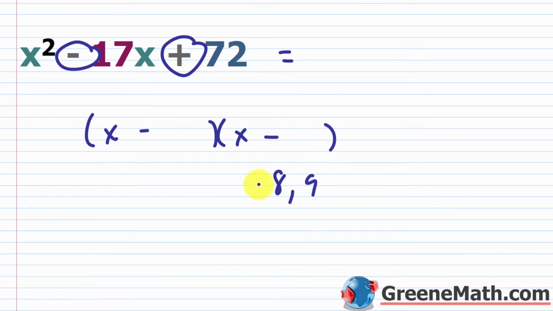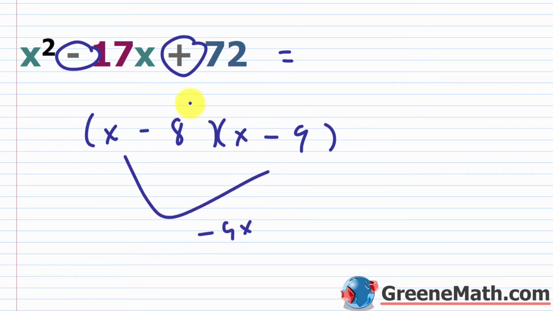So if you put the negatives on it, if you did x minus 8 here and x minus 9 here, that would work. Because you'd end up with your negative 9x and your negative 8x. So that will combine to give you the negative 17x, right? Negative 8 plus negative 9 is negative 17. And then if you do your negative 8 times negative 9, that's your positive 72. So this is our answer here. We have the quantity x minus 8 times the quantity x minus 9.